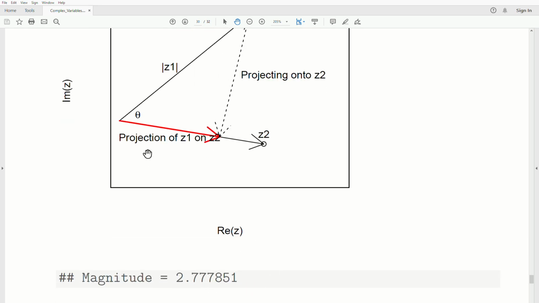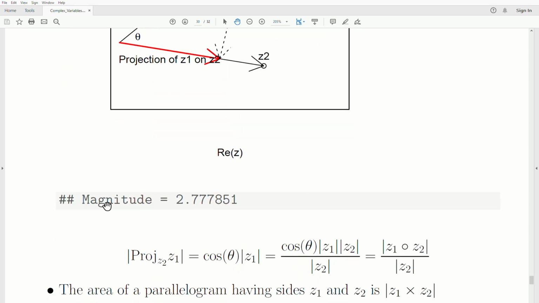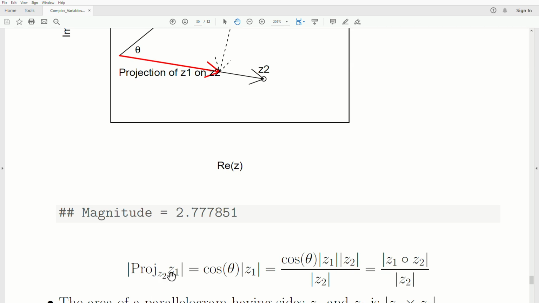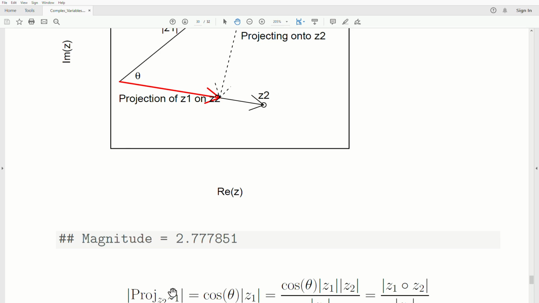Now the magnitude, in this example, I used to have numbers here, but I took them off. I probably should have taken that away. So the projection of Z1 onto Z2 is actually a vector, without the absolute value or the modulus operator around it. That's the vector in the direction it points, but we want the magnitude of it.